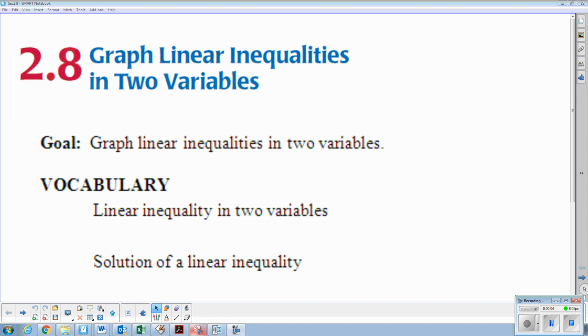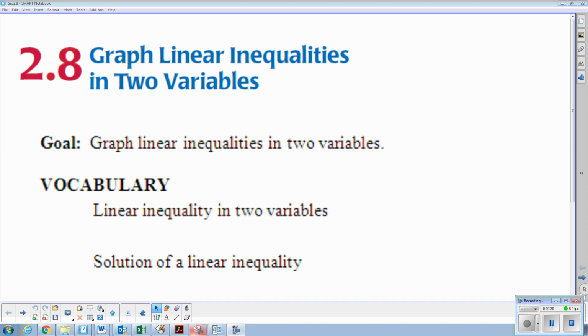This is lesson 2.8 and it's about graphing linear inequalities in two variables. So in class we just talked about graphing absolute value functions, and before that we were graphing linear equations. But now we're going to look to see what a graph would look like for an inequality. So we have a couple key terms.